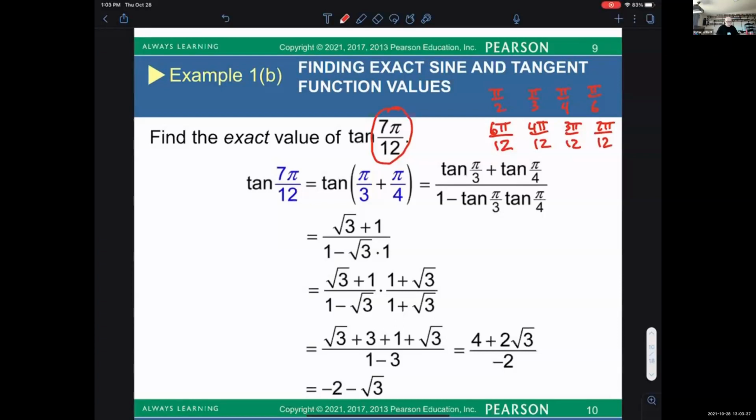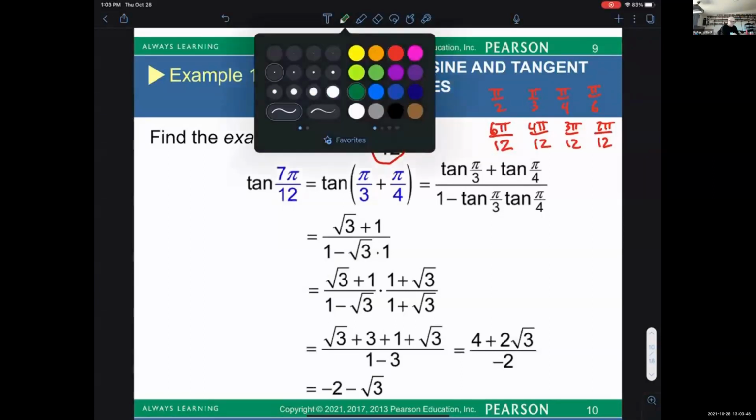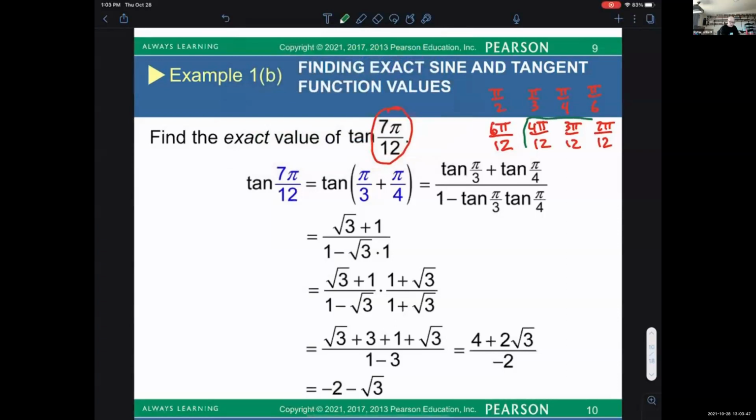Then we can look at those and say, how can I use any two of those to get a 7 pi over 12? And then from there, hopefully we'd be able to say, oh, look, I can take the 4 pi and the 3 pi and add those, and that would give me 7 pi. And that's how they get what they used here. That's how they recognize they could write 7 pi over 12 as pi over 3 plus pi over 4.